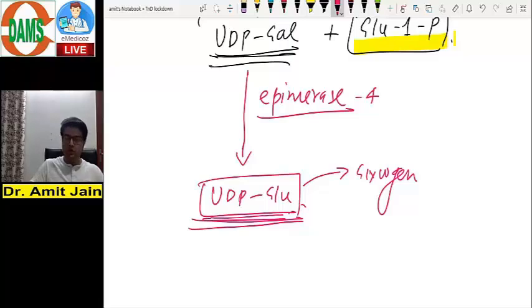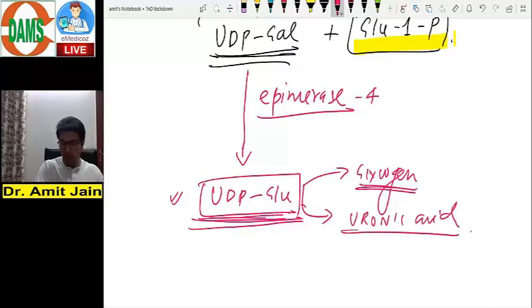Lactose is made of glucose plus galactose, and glucose is the ready-made source of energy for the newborn. And what to do with the galactose? Galactose can give the baby UDP glucose, which can be stored as glycogen, or it can be converted to uronic acid, which we'll talk about later.